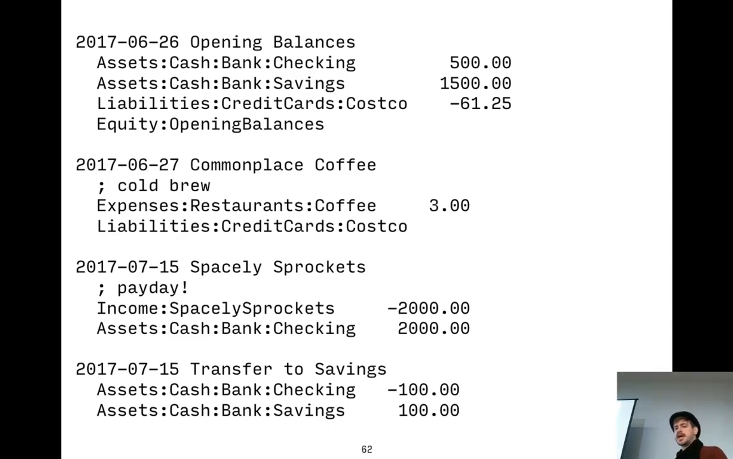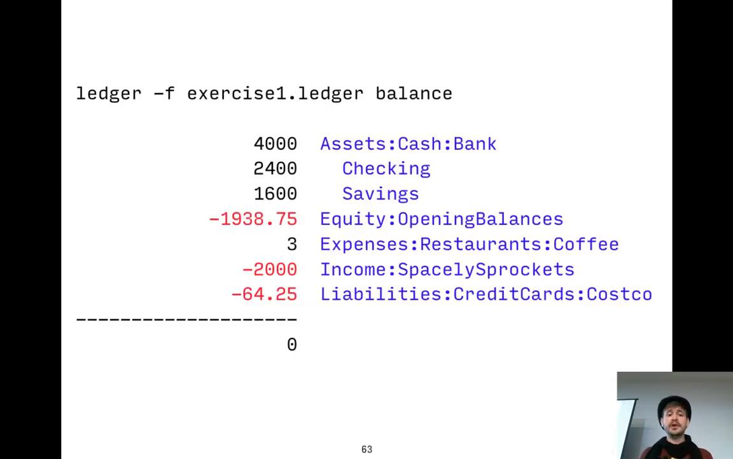So there's a transaction establishing some opening balances. There's a single expense, coffee run, of course. There's payday, and then there's a transfer to savings, things we just talked about. If we invoke Ledger with a simple balance command, we can see the value of every account with the nested accounts broken out.